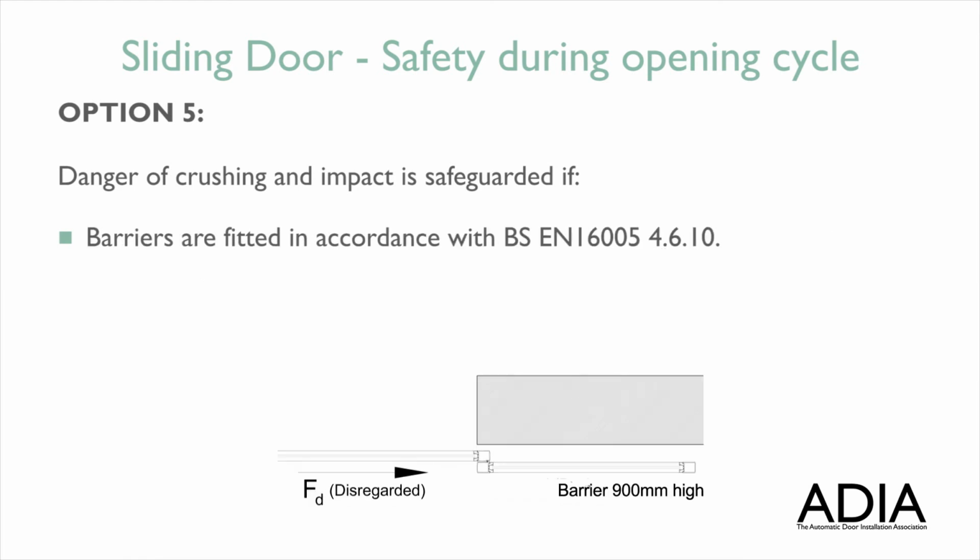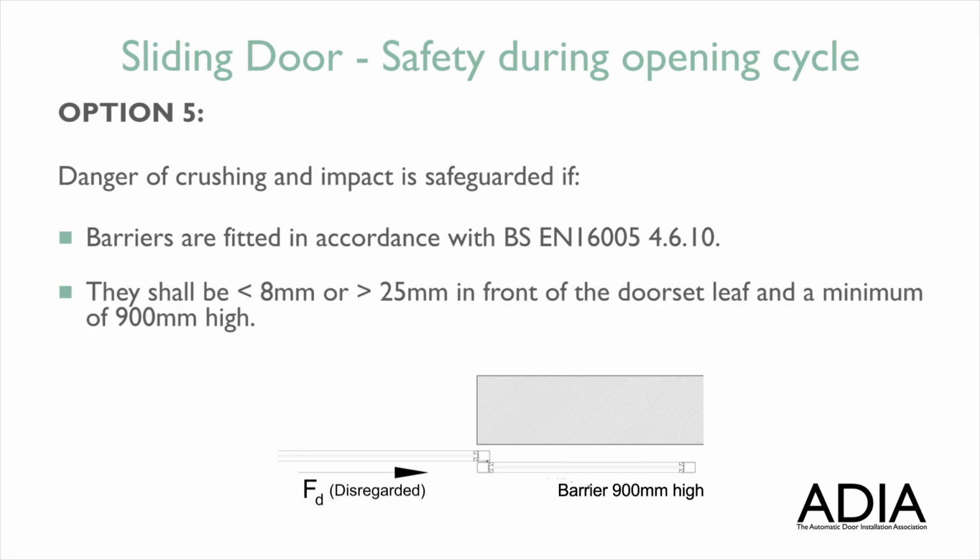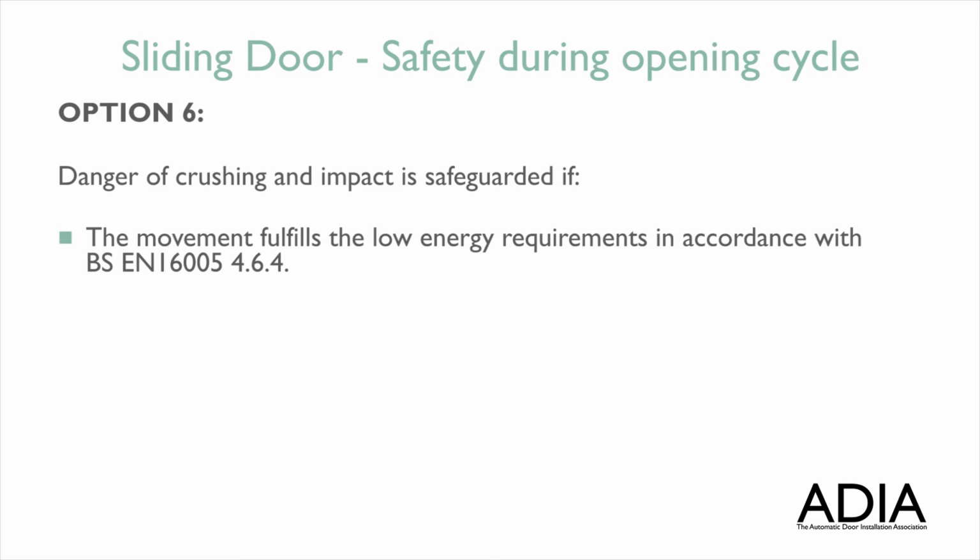Barriers are fitted in accordance with BSEN 16005 4.6.10. They shall be greater than 8 mm or less than 25 mm in front of the door set leaf and a minimum of 900 mm high. The movement fulfills the low energy requirements in accordance with BSEN 16005 4.6.4.